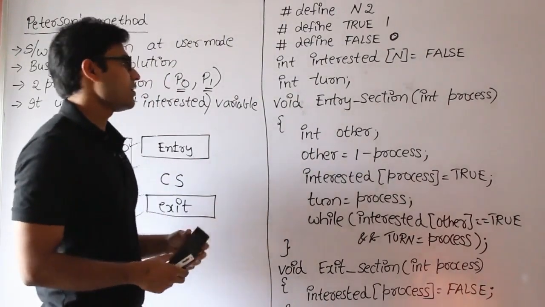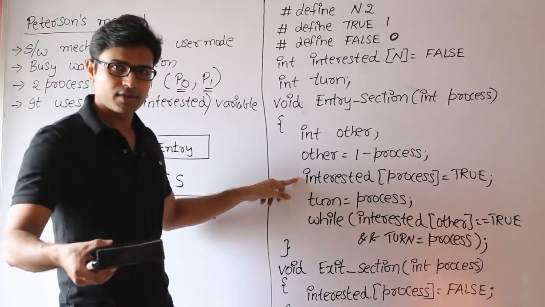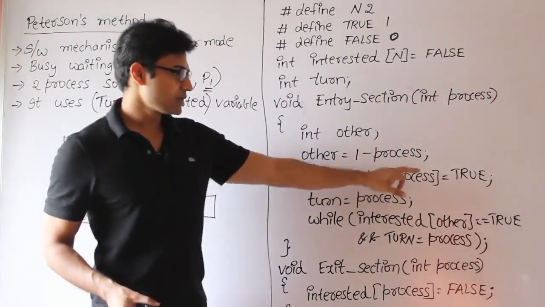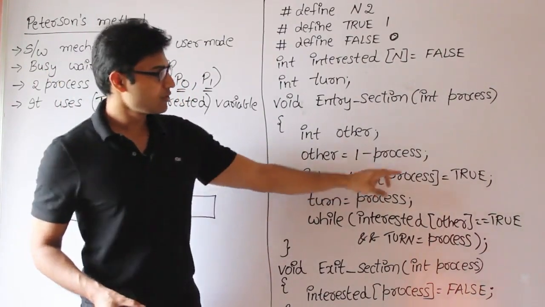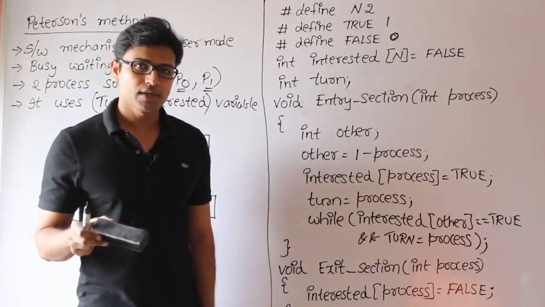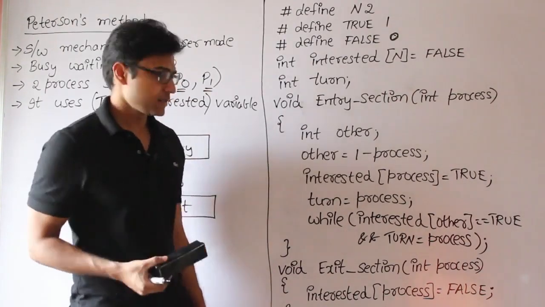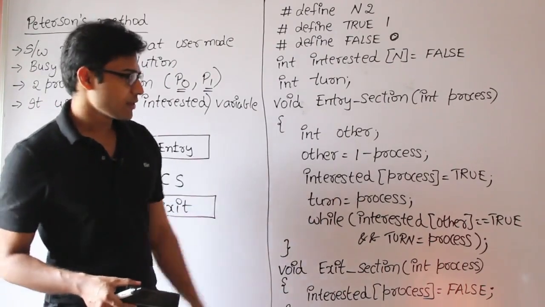Simple line, right? And the next one is, since you want to get into the critical section, just say that you are interested, which means interested of process equal to true. In case it is called by P0, then interested of 0 will be true, which means P0 is telling that I am interested in getting into the critical section. And then it is funny, see, turn equal to process.